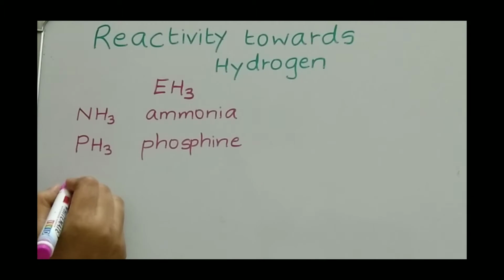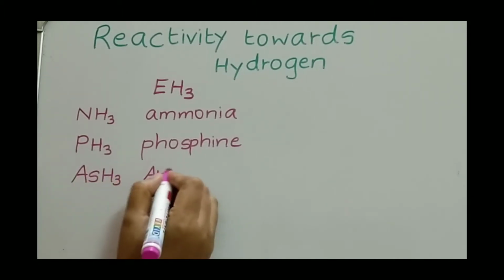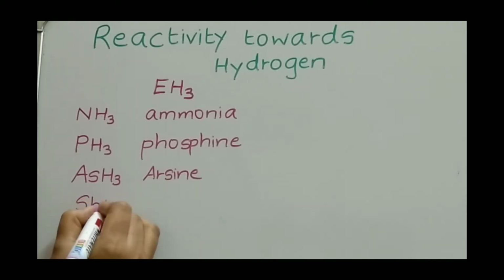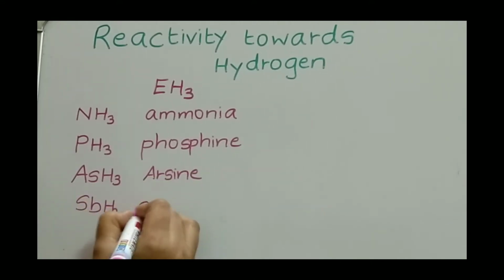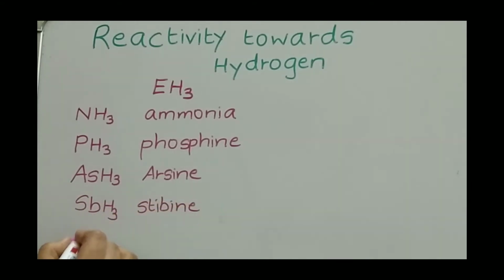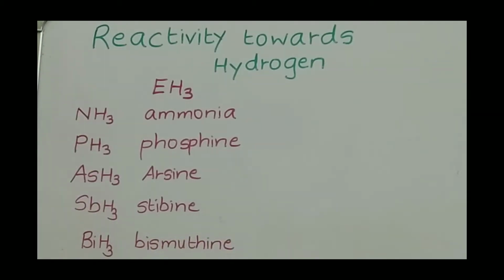Arsenic will react with hydrogen, it will form AsH3, that is arsine. Antimony will react with hydrogen, it will form SbH3, that is stibine. And the last element, bismuth, will react with hydrogen and form bismuthine, that is BiH3. Okay, so these are the hydrides formed.